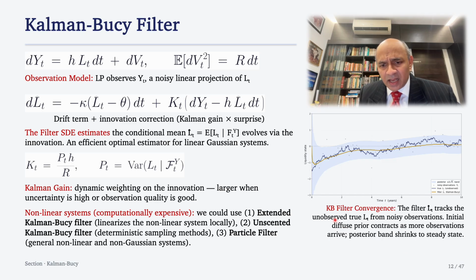Here on the right-hand side, you see the Kalman-Bucy filter convergence, and the filter L hat tracks the unobserved true L from noisy observations. The initial diffuse prior contracts as more observations arrive, and the posterior band shrinks to the steady state. And as long as the data are consistent with the Gaussian representation, we are okay with the Kalman-Bucy filter.